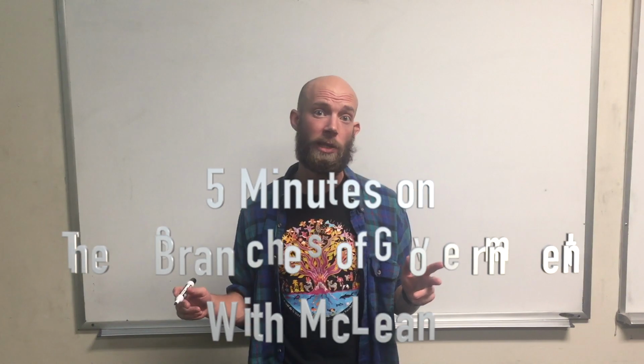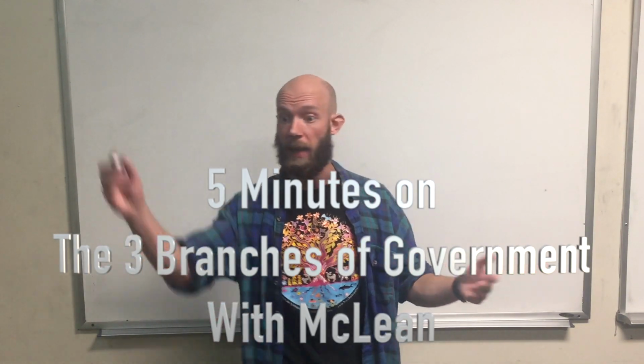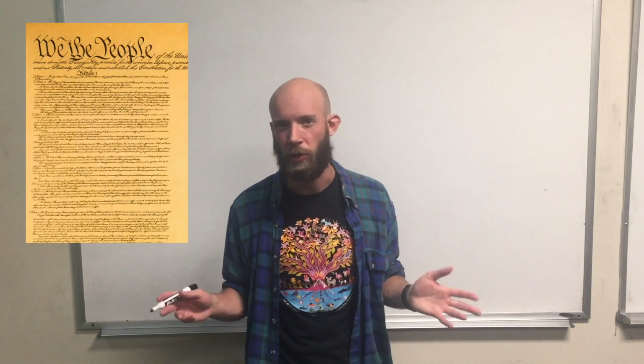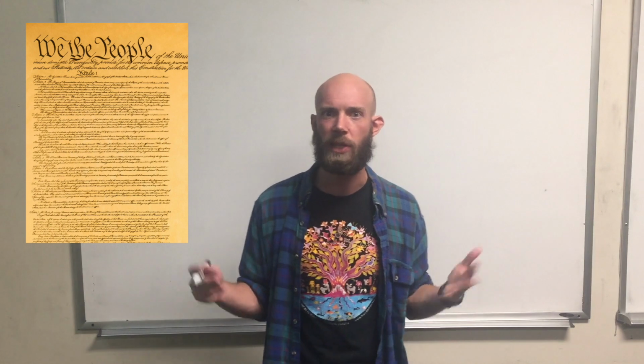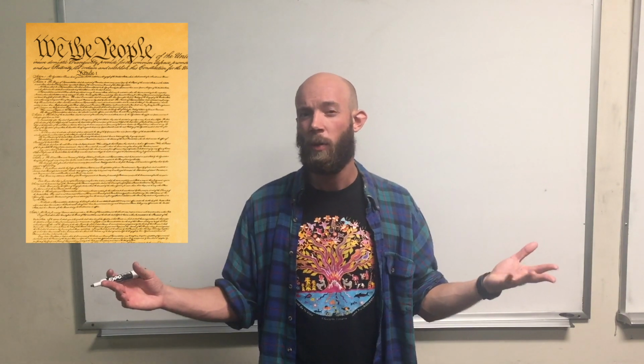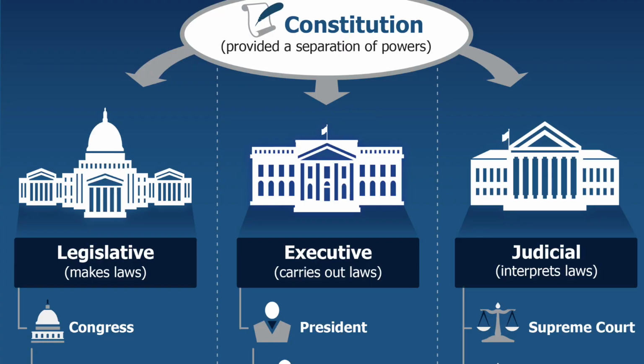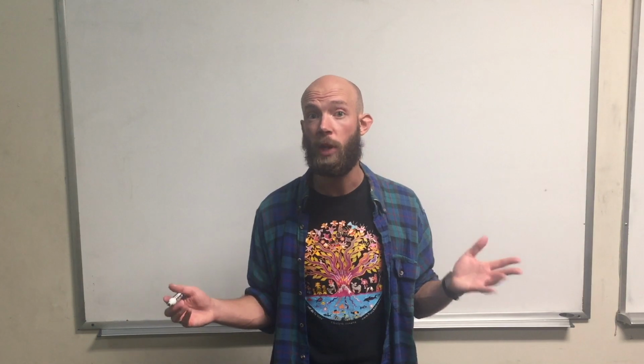Don't look at me. Okay, it's time for a brief lesson I'm calling 5 Minutes on the Three Branches of Government with McLean. Okay, take your seats. So have you ever wondered how the US government is organized? So we have this Constitution, right? You know, it's that old document that starts, "We the people." Well, it's sort of like the government's rule book. It divides the federal government into 3 branches to make sure no individual or group has too much power.